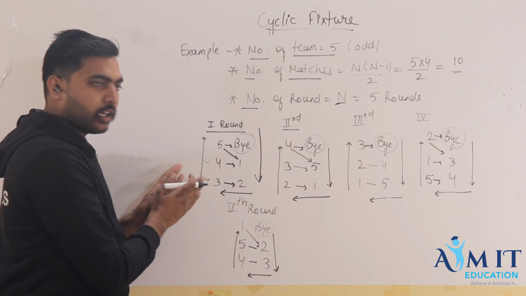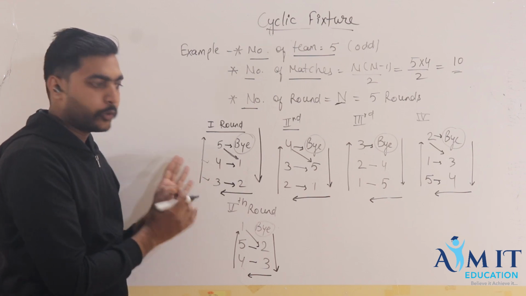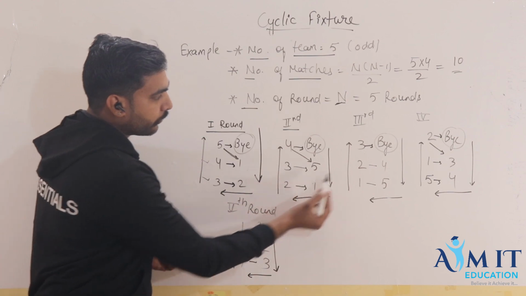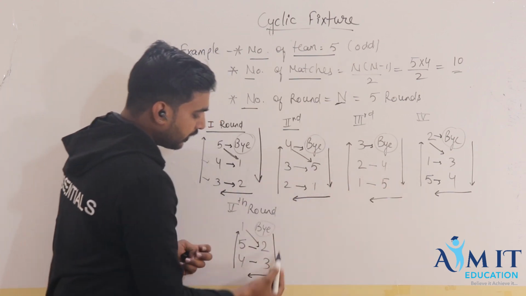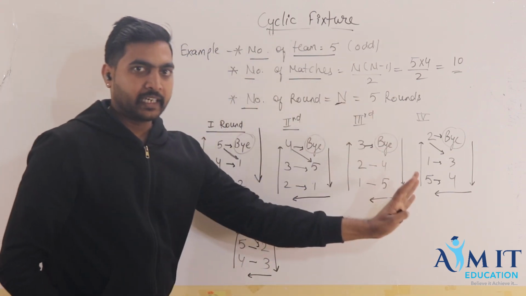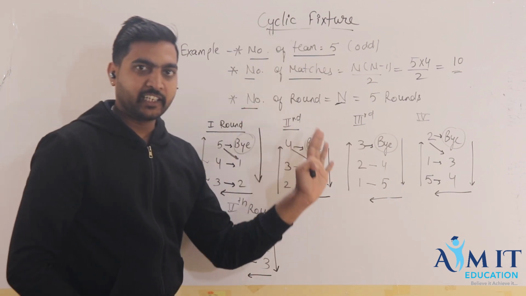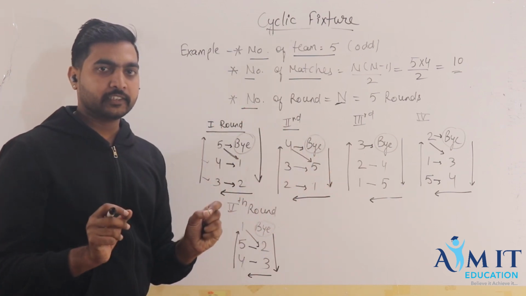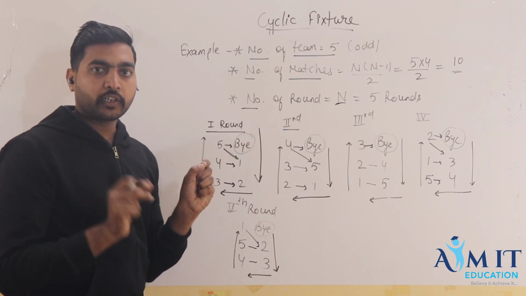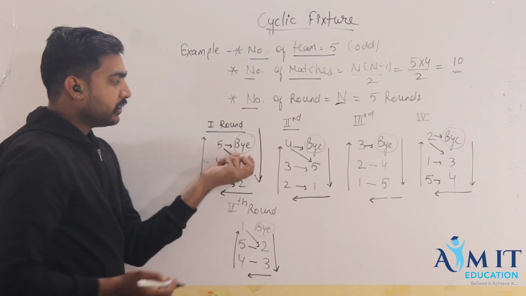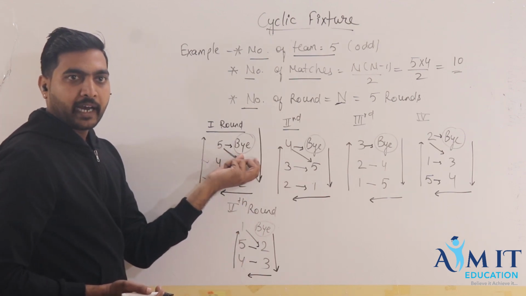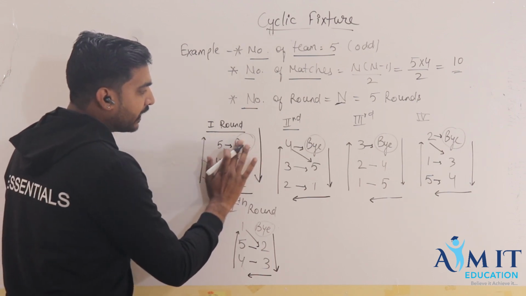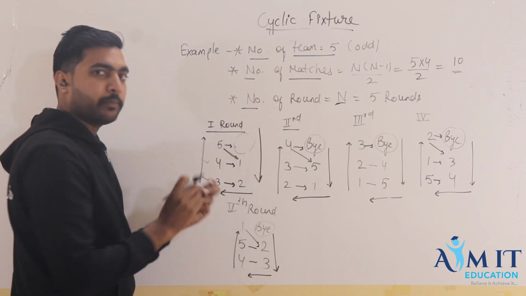In each round, how many matches will there be? 2. Total number of rounds is 5. 5 times 2 is 10. You can count 1, 2, 3, 4, 5, 6, 7, 8, 9, 10. So in this manner, we draw the cyclic fixture for an odd number of teams. The only difference between odd and even is that in the odd number of teams we fix the bye. If we have an even number of teams, in place of the bye we fix one team. That one team is the first team.